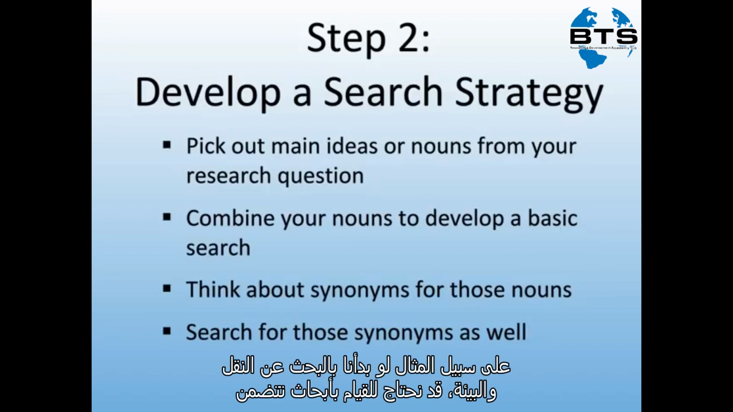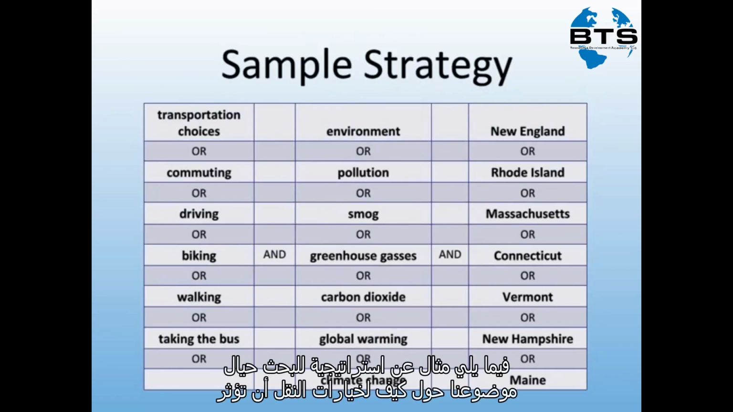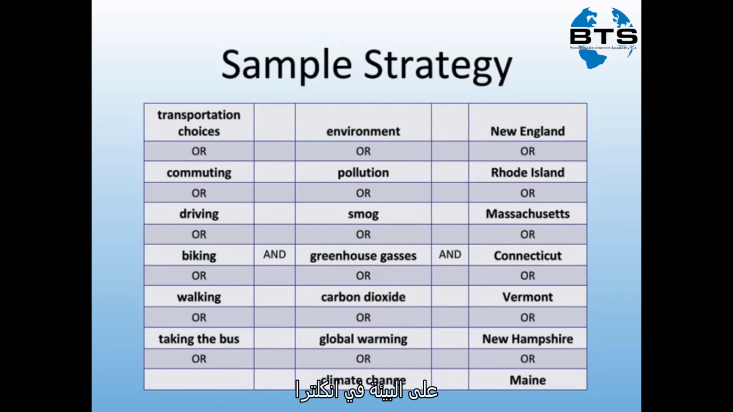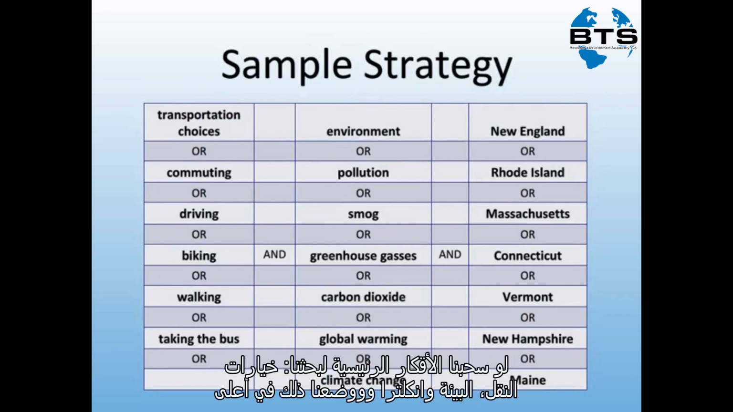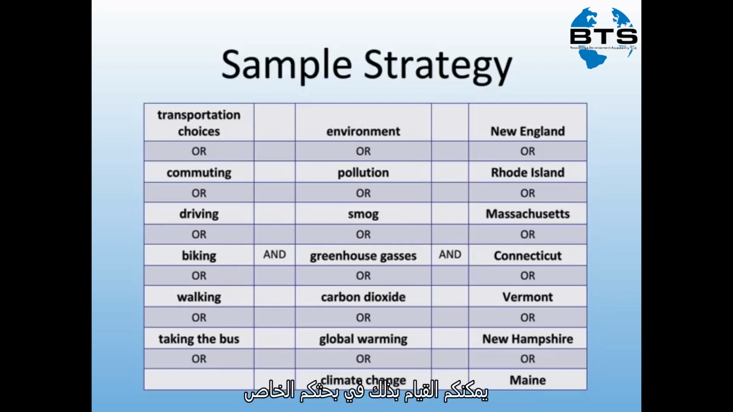For example, if we started by searching for transportation and environment, we may also want to create searches that include synonyms for our nouns, commuting and greenhouse gases, for example, or travel and ecology. Here's a sample search strategy for our research topic on how transportation choices affect the environment in New England. We've pulled out the main ideas for our research, transportation choices, environment, and New England, and put them at the tops of columns. Below each topic, we've listed possible synonyms we can use for searching. You can do this as well for your own research.